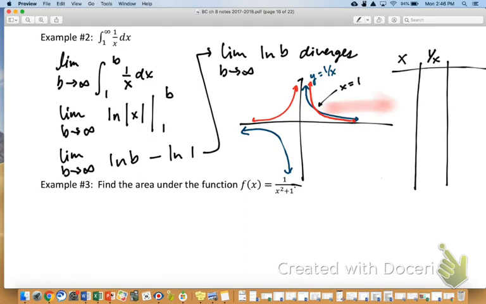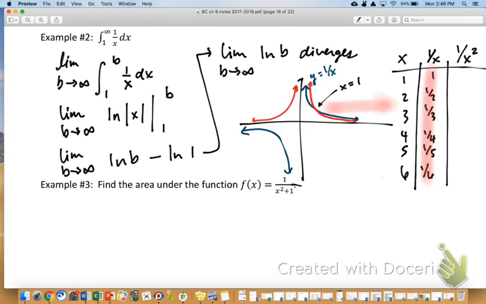1 over 2 squared is 1/4. So when x is 1, 2, 3, 4, 5, 6, 1 over x is just 1 over whatever: 1, 1/2, 1/3, 1/4, 1/5, 1/6. You can see that the numbers in this 1 over x column are heading towards 0, are they not? As x goes towards infinity, the outputs are heading towards 0.